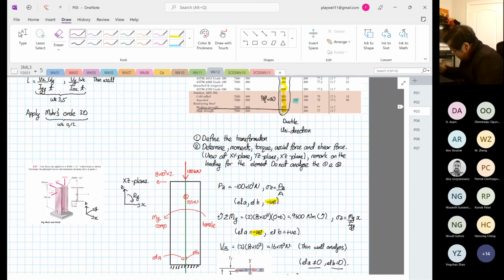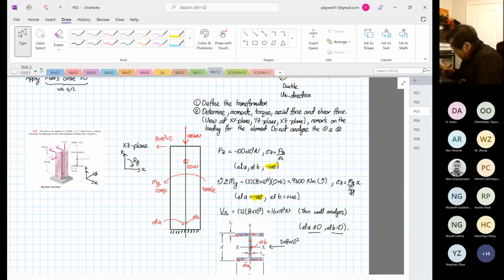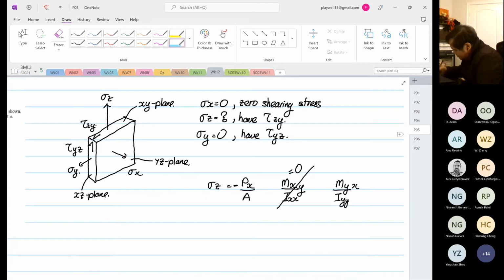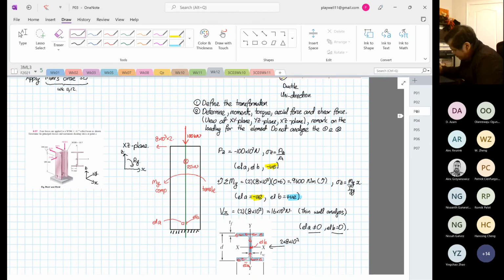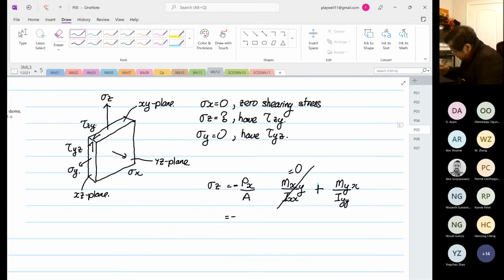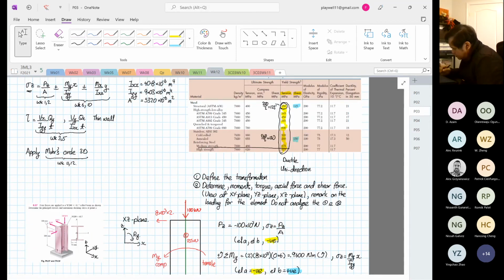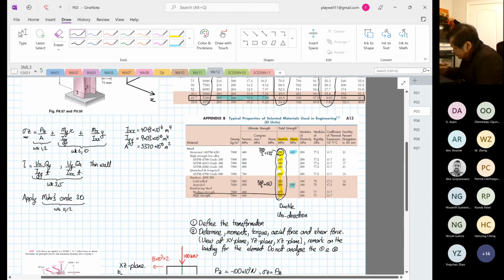Then we have My. So My is positive. You can see that. And it's 9600. So now we know that this is positive. So this will be equal to minus P over A. What is our axial load? It's 100 times 10 to the power 3. The area is equal to 5320.